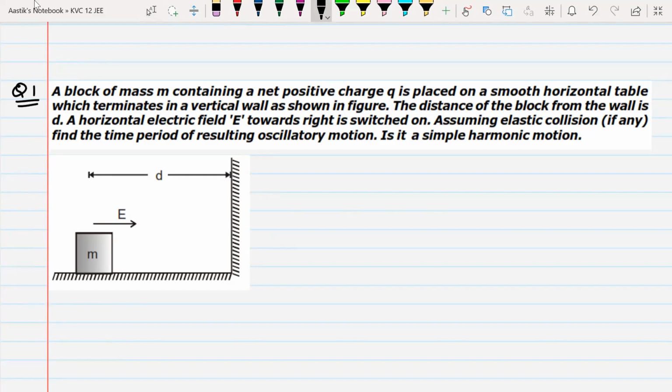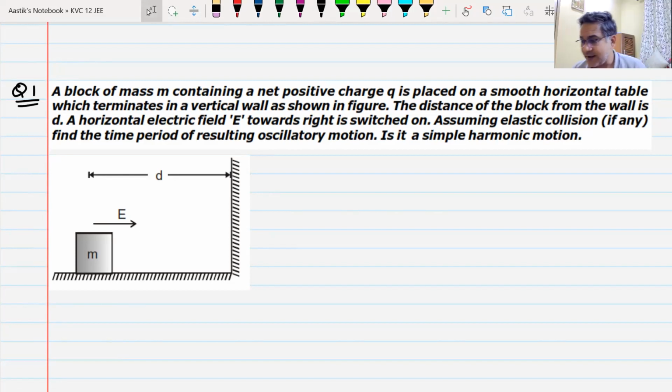I hope you understand the meaning of elastic collision. Do you understand the meaning of elastic collision? No, sir. Oh, that is a problem. Elastic collision means whatever velocity it strikes, the same velocity it comes back. So if this block reaches this point and it hits the wall with velocity v, it will rebound with the same velocity v. That is known as a perfectly elastic collision. Do we understand this?